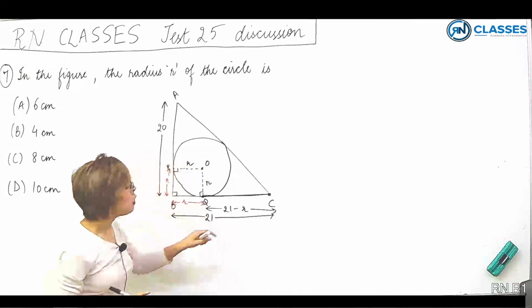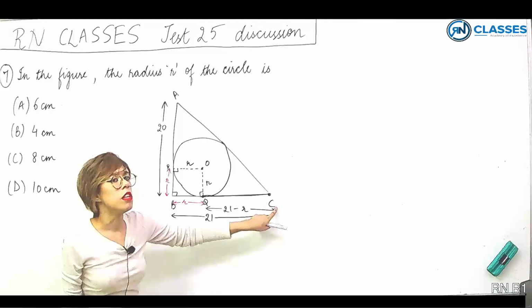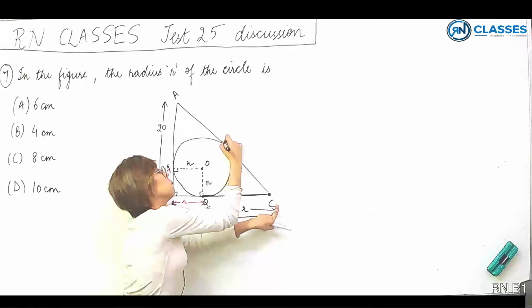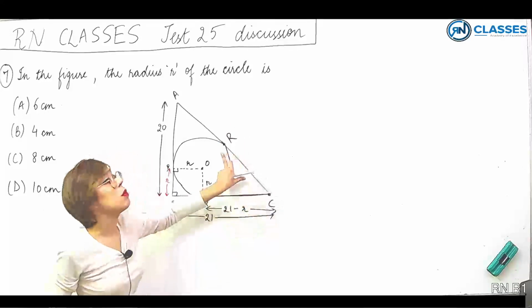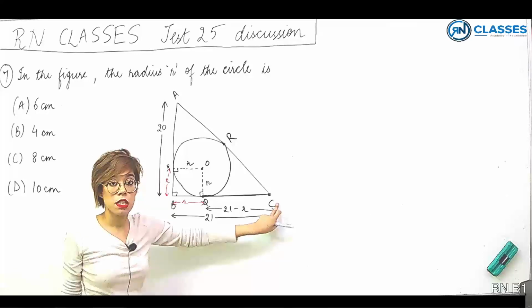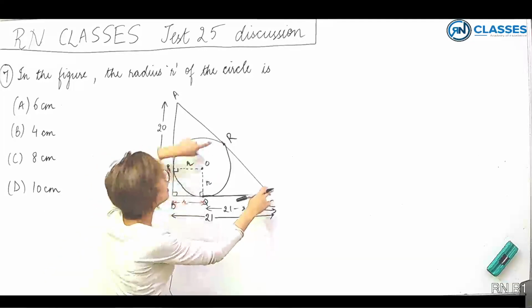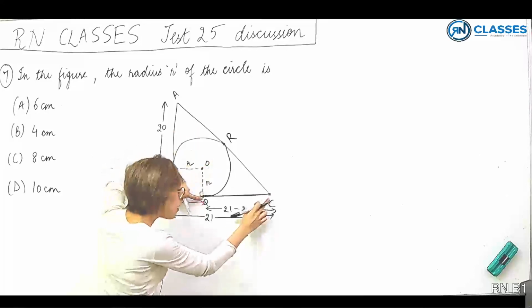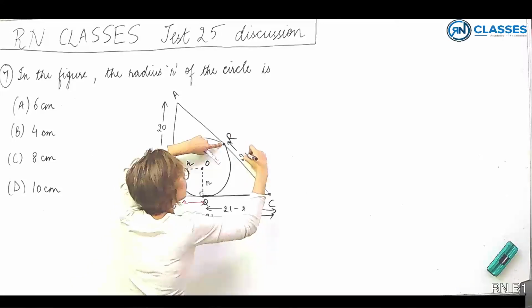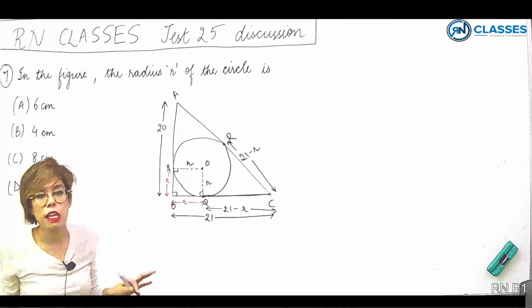Now, if you look carefully, CQ is tangent to the circle, right? C is the external point. From here, I have another tangent. Which one? If I talk about CR, CR is also a tangent from this external point. That means CQ will be equal to CR. Now, if this is 21 minus R, this will also be 21 minus R. Right? Okay. Whatever we know, we are just writing down right now.